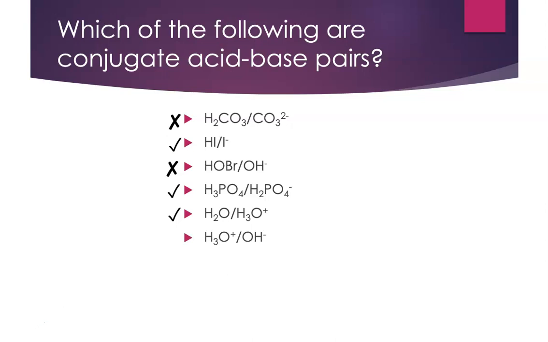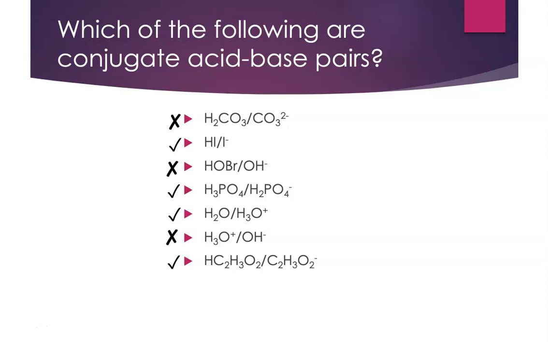If I have hydronium ion and hydroxide ion, is that a conjugate pair? No, it doesn't meet the definitions. Yes, hydronium ion can give away an H+. Yes, hydroxide ion can accept an H+. But they don't differ by 1 H+ in their formula, so they don't meet the definition. What about acetic acid and acetate ion? Is that a conjugate pair? Yes, it is. They differ only by 1 H+ in their formula.